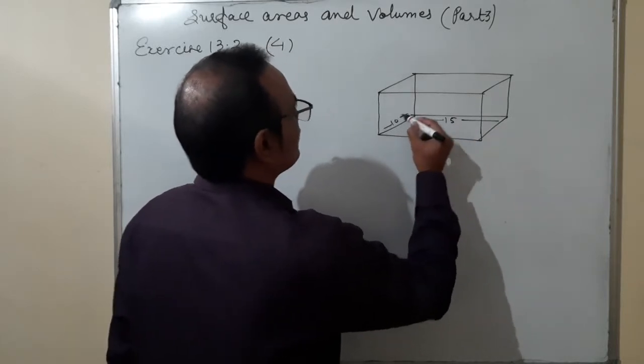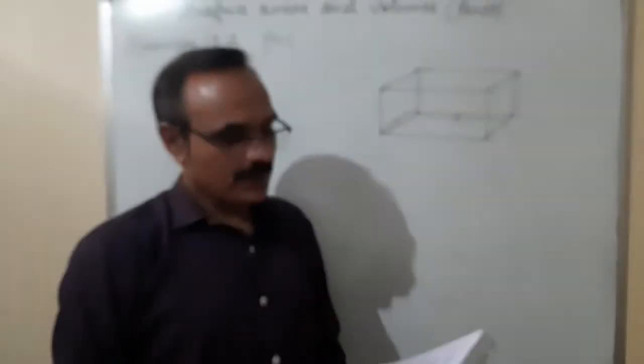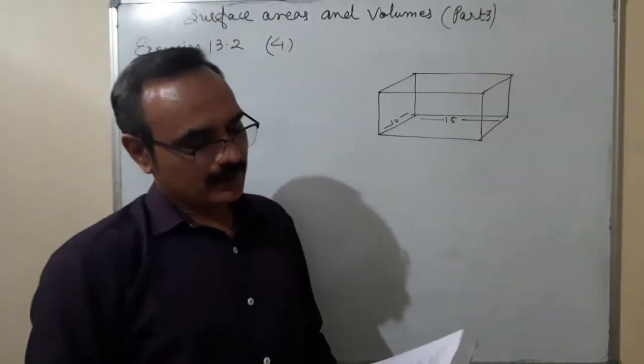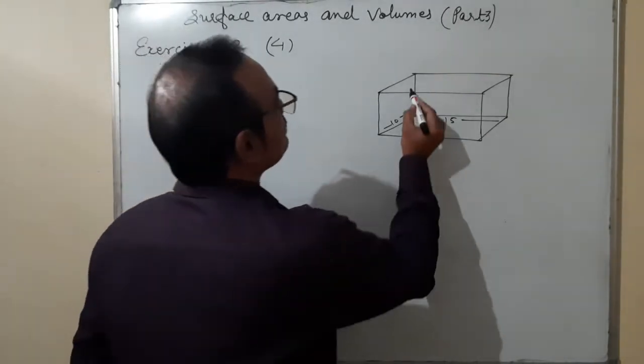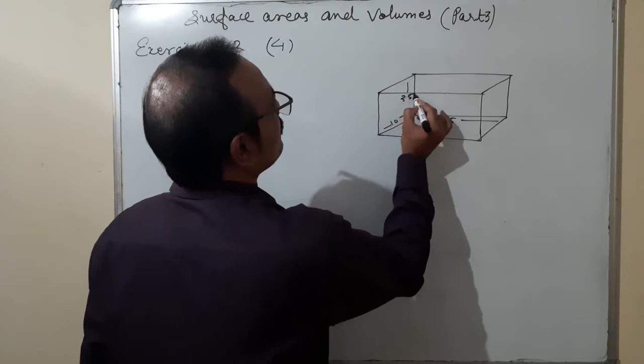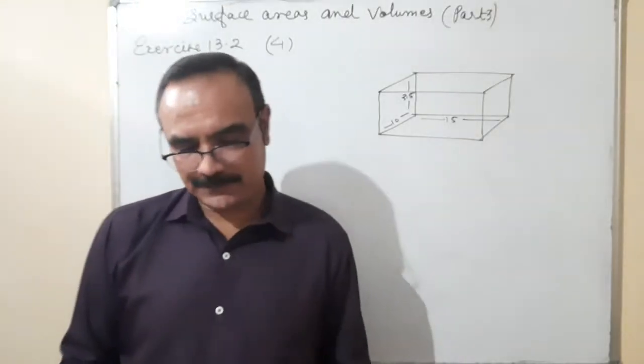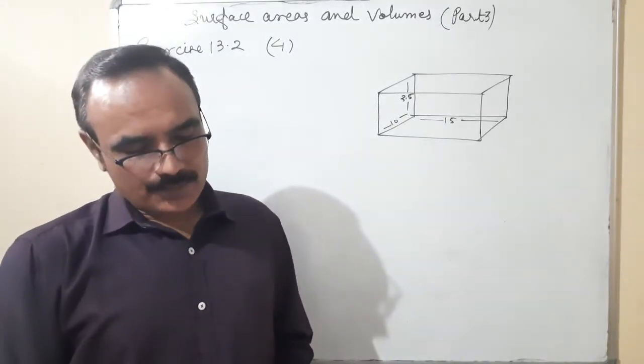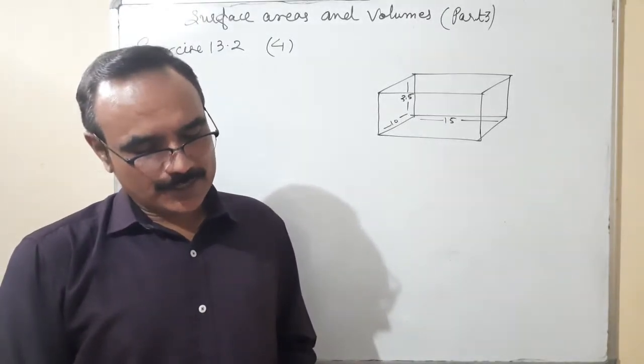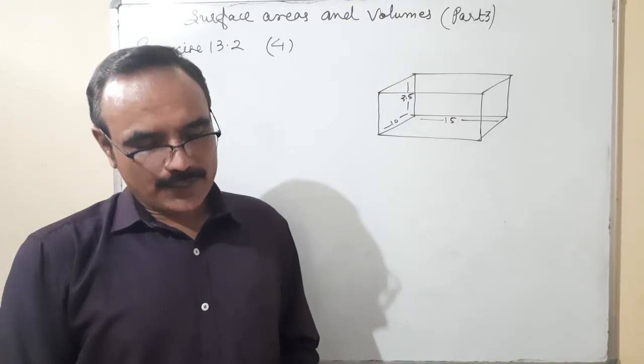It's a cuboidal shape, 15 by 10 by 3.5 centimeter. Radius of each of the depressions is 0.5 centimeter and the depth is 1.4 centimeter.